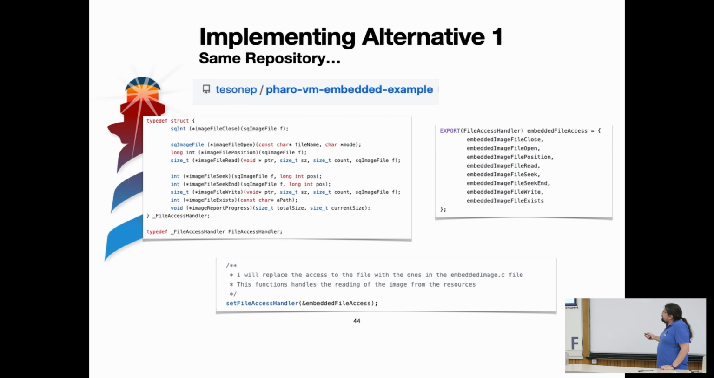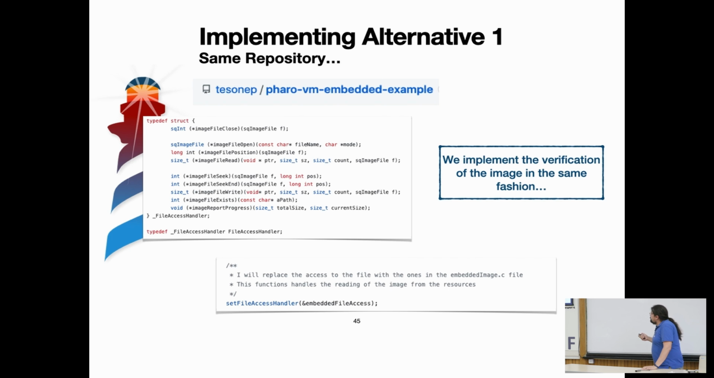Basically, in the same repository, there is an example of how to change the loading code to read, in this case, from an embedded file, but there is also an example of how to read and handle a signed image. That way, we can generate an image that is safe, and we are sure that we are not executing whatever code we have. As I say, we implemented it in the same fashion.